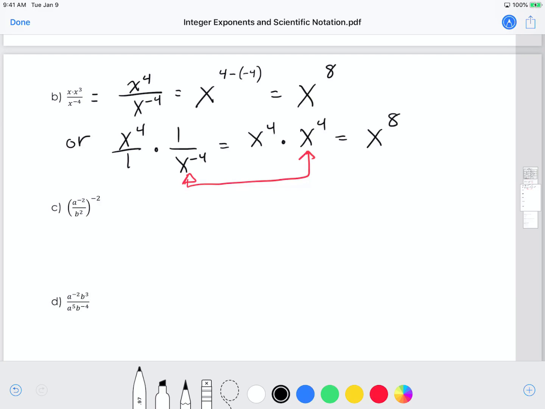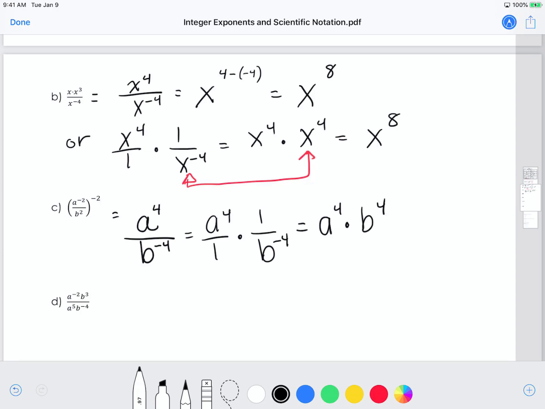Okay, for example C, again, we're raising a power to a power. So inside, all of my exponents need to be multiplied by negative 2. So I have a to the power of negative 2 times negative 2, which is a positive 4. And then b in the denominator, when I take 2 times the negative 2, that gives me a negative 4. Now, because I have a negative exponent with that b, I want to take the reciprocal to make it positive. So I have a to the fourth times b to the fourth. Now, because these are not like bases, I can't combine those and add the 4s. They're different bases, so I have to leave it just like that. I can't go any further.